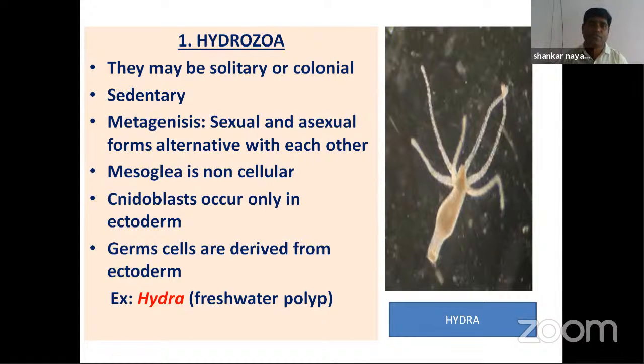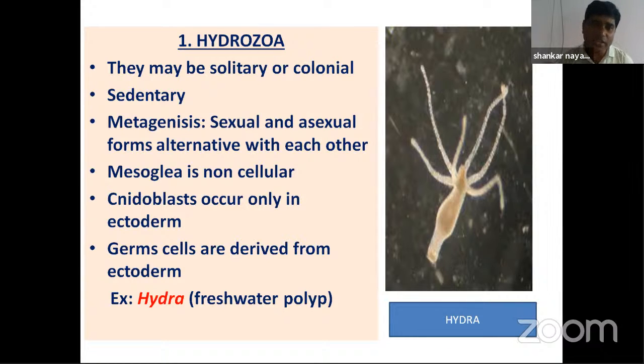Let us see Hydrozoa first. They may be solitary or colonial. You know what is solitary and what is colonial. And sedentary. They live at the bottom of the seas or oceans or freshwater lakes or streams or something else. And we can see metagenesis in these animals. What is metagenesis? Sexual and asexual forms alternate with each other. This is one of the important characters of cnidarians. This is called metagenesis. When sexual and asexual methods alternate, that is called metagenesis.